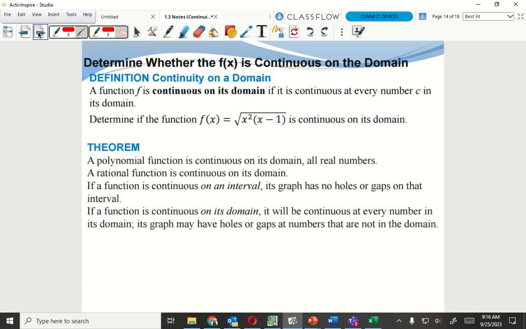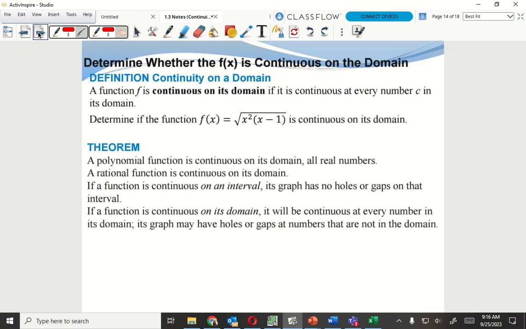A function is continuous on an interval if its graph has no holes or gaps on that interval. A function is continuous on its domain, so it will be continuous at every number in its domain. Its graph may have holes or gaps at numbers that are not in the domain. So this last thing right here has holes and gaps outside of the domain, but we're only looking to find what the domain is going to be.